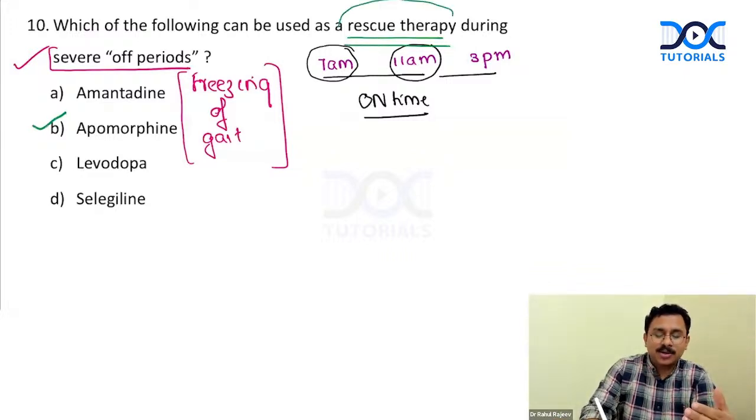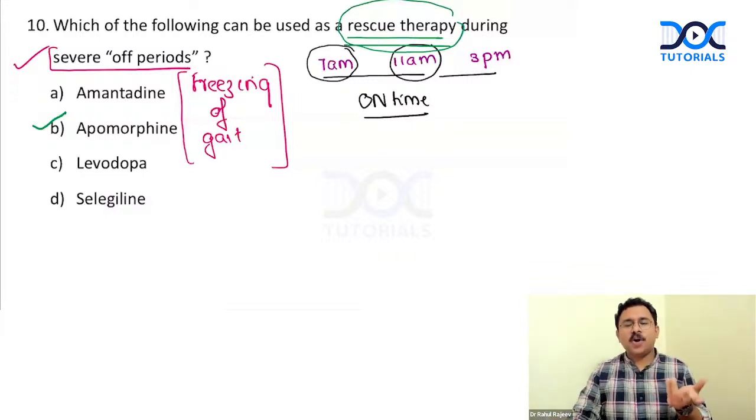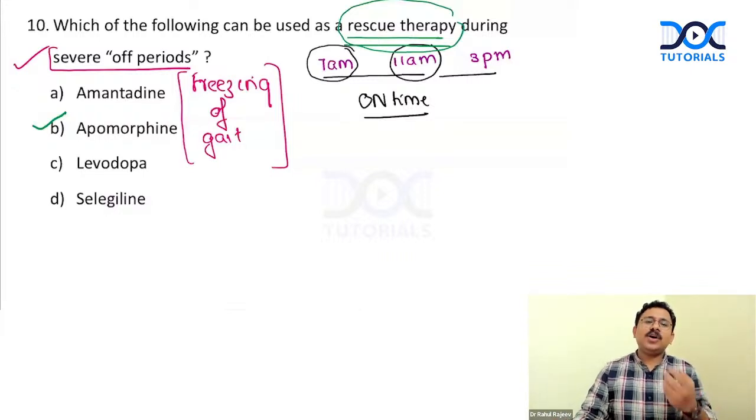Rescue means what? You're trying to save. And when do you need somebody to save you? When you are in deep trouble. So for severe off periods, you can go for apomorphine. Okay, right. So that is what you can do. Can't you give levodopa? See, what is the problem here? You're giving levodopa, which is not getting you the desired benefit. So there is no point giving levodopa again. So for severe off periods, you should be thinking of drugs like apomorphine.